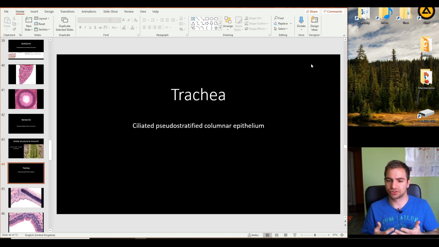And why do we care so much about the trachea? Because we find this unique epithelium, this ciliated, pseudostratified columnar epithelium. Generally speaking, the term that we call ciliated, pseudostratified columnar epithelium is typically also called respiratory epithelium. Why? Because it's typically found in the respiratory system.